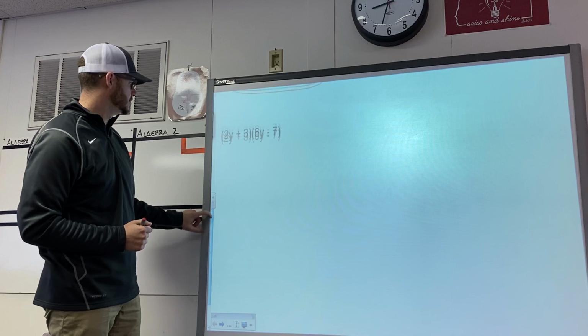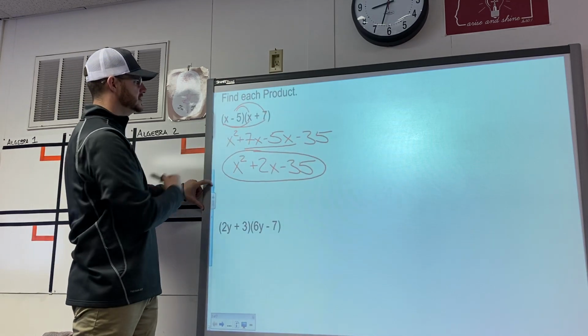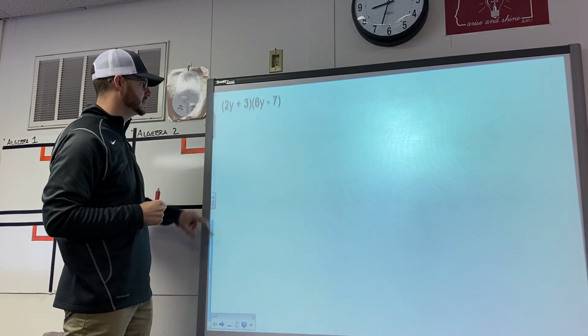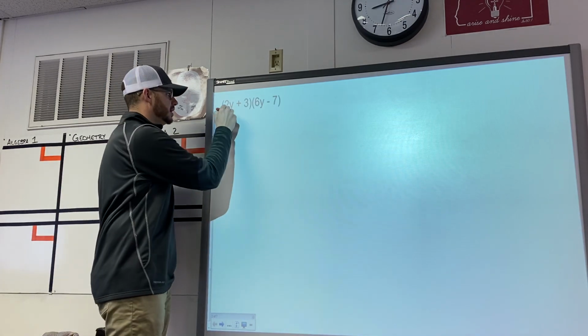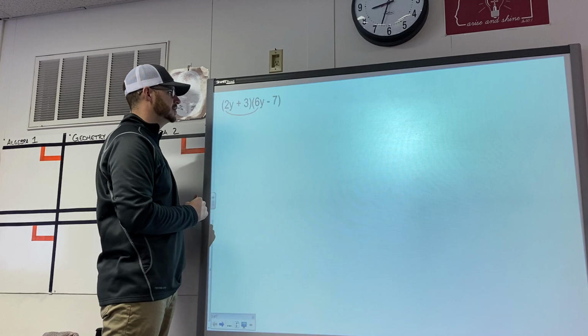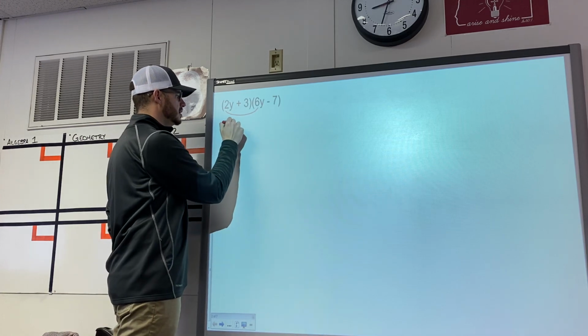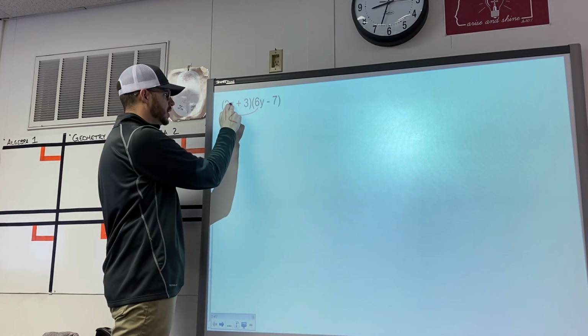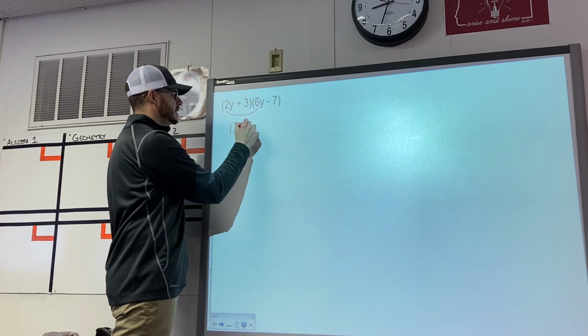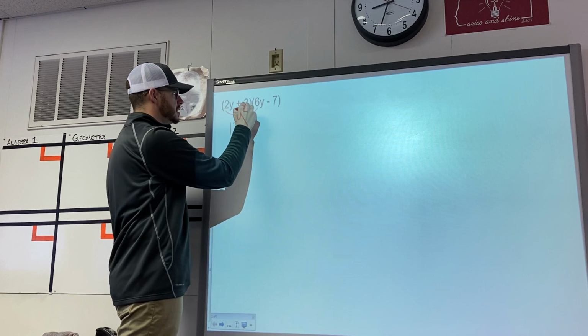This time, so on that last one, our leading terms had a coefficient of 1. This time they have different coefficients. But we're going to take the same steps here. So we multiply our first terms, 2y times 6y. Remember, we multiply the coefficients. 2 times 6 gives us 12. Y times y gives us y squared.